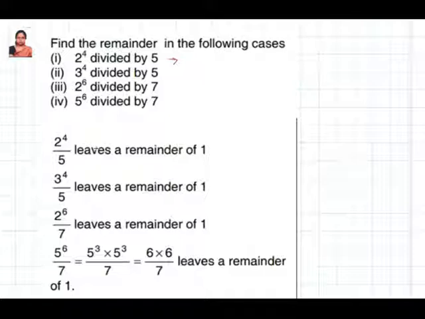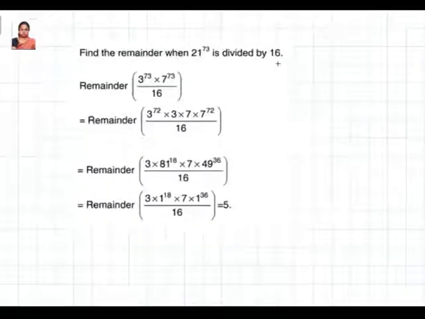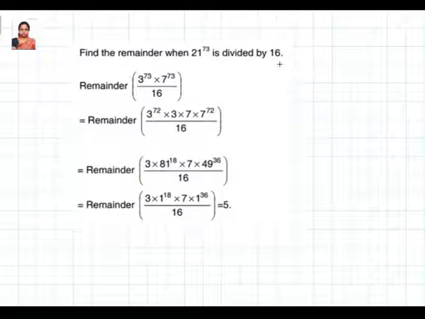And there is a reason why we are getting 1 in all these cases, because they are satisfying Fermat's theorem, which we will be seeing later. Find the remainder when 21 to the power 73 is divided by 16. So this is again not that simple. Find the remainder. So this 21, we are going to split and write it now.